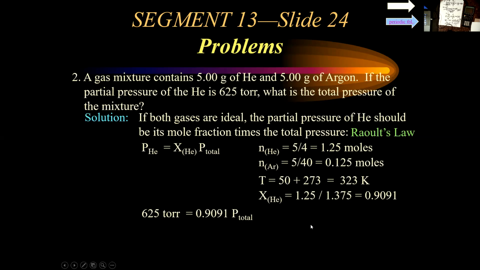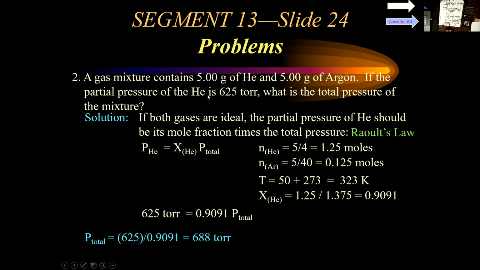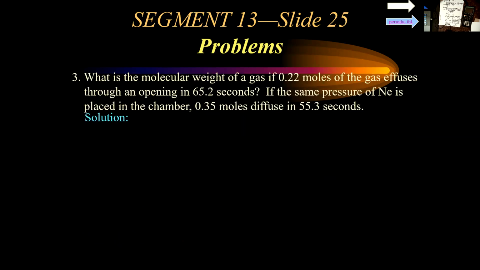I can solve for the total pressure. Total pressure is 688 torr. So now let's back up. I could get the pressure of the other gas in it. We used the pressure of the helium, so I could get the pressure of the argon. Well, it's just the difference between this one and the total. So 625 is subtracted from 688. The difference would be the pressure of the argon in the container.